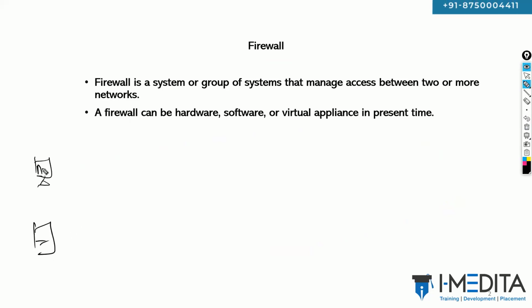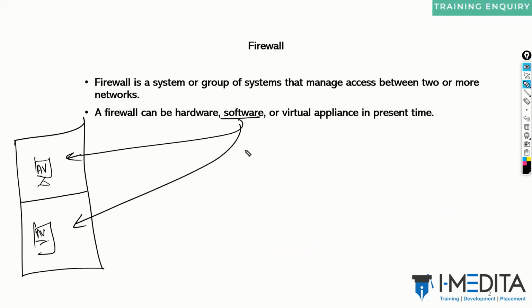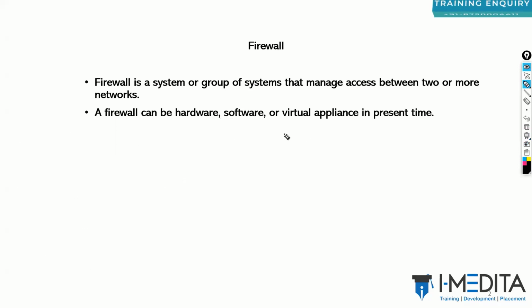On PC, we will install antivirus. On server, we will install antivirus. So when we are installing antivirus on our PC or server, in that condition the firewall will be in the format of software. Okay, next is here, firewall can be a virtual appliance.